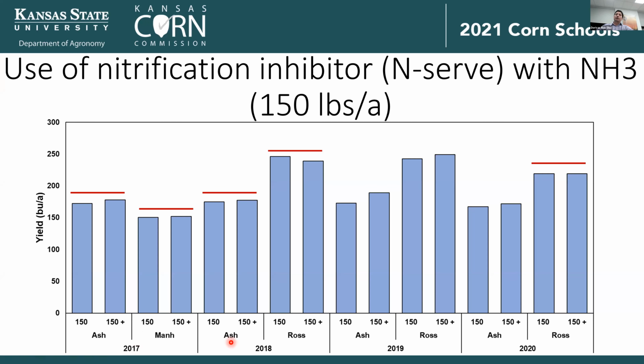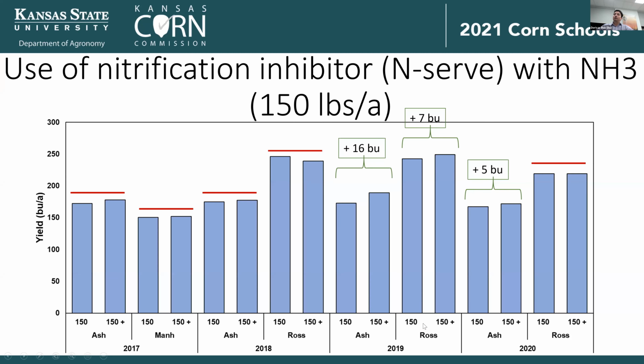And so again, 4 years, 2017, 18, 19, and 20, with and without inhibitors. The 150 plus is basically with the inhibitor. And as you can see, out of 8 site years, 5 of them basically we didn't see any difference. Okay? So where we basically saw the difference was in 2019 at both locations, and also last year in Ashland we saw a little bit of a benefit from the use of inhibitors with anhydrous. And so again, this is very common, very typical type of data that we see with the use of inhibitors. Oftentimes depends on the year.